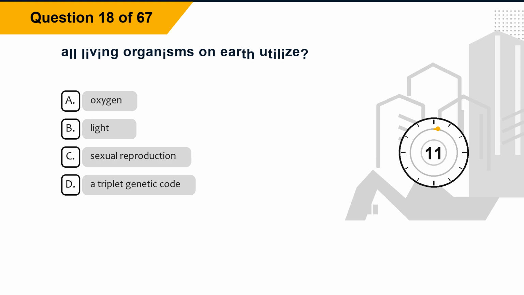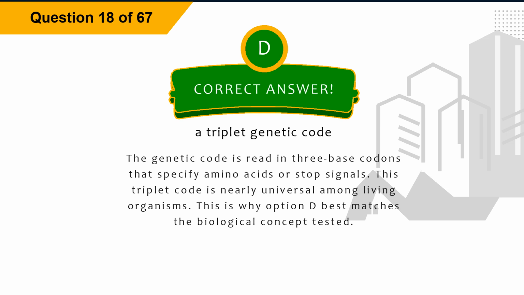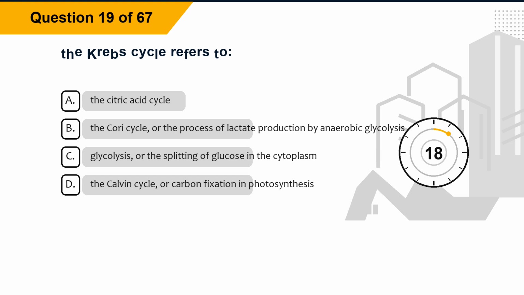Question 18. All living organisms on Earth utilize? Option A, oxygen. Option B, light. Option C, sexual reproduction. Option D, a triplet genetic code. The correct answer is option D, a triplet genetic code. Explanation. The genetic code is read in 3 base codons that specify amino acids or stop signals. This triplet code is nearly universal among living organisms. This is why option D best matches the biological concept tested. Question 19. The Krebs cycle refers to: option A, the citric acid cycle.